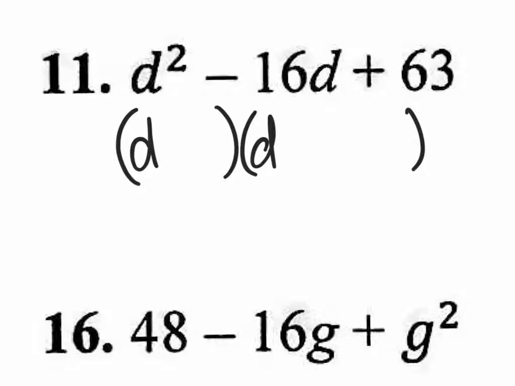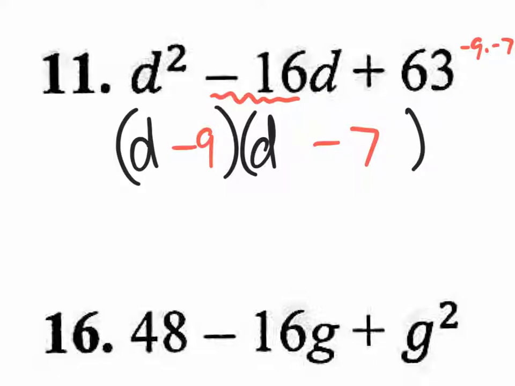So negative 9 times negative 7. That'll give you a positive 63. And if you do add them together, it really does give you that b value of negative 16. So negative 9 and negative 7.